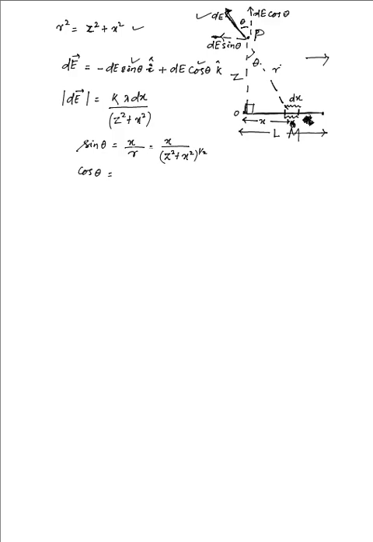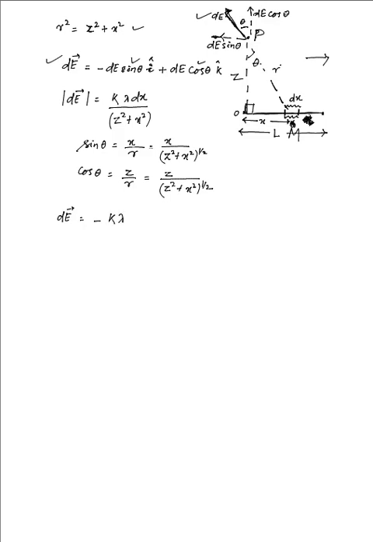We have the value of cos theta equal to simply z divided by r, the value being z divided by (z square plus x square) to the power half. Now if we use these values in the above equation, what we get is dE simply equal to minus k lambda.